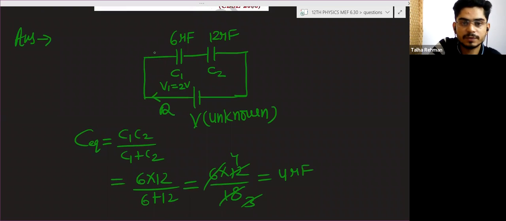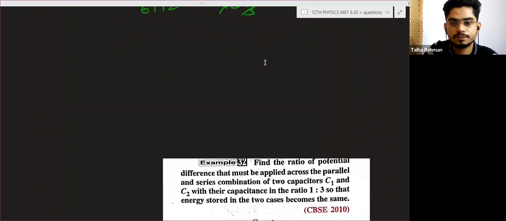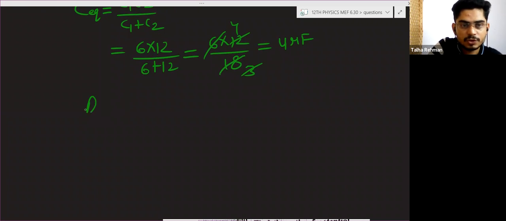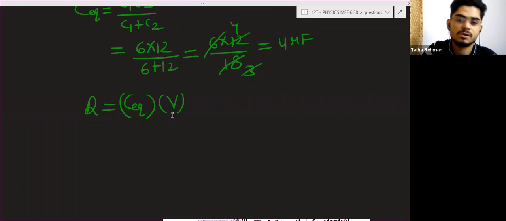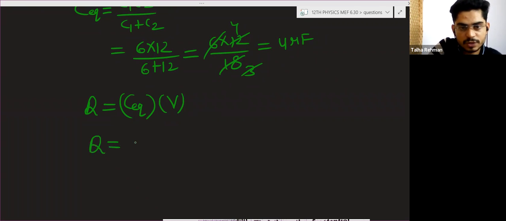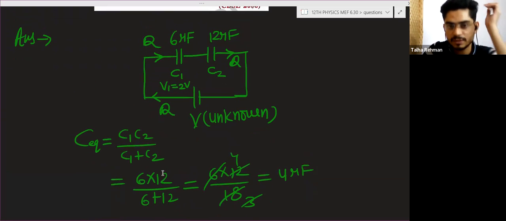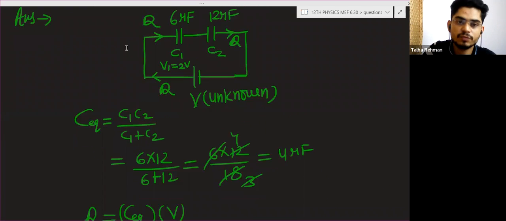Here also the charge will be Q, and here also the charge will be Q, because it is a series combination. Calculate Q. Q is equal to C equivalent into total voltage of battery. We don't know this, but we know this. Q is equal to C1 into V1. Charge in capacitance 1 is Q1, and Q1 is equal to Q.